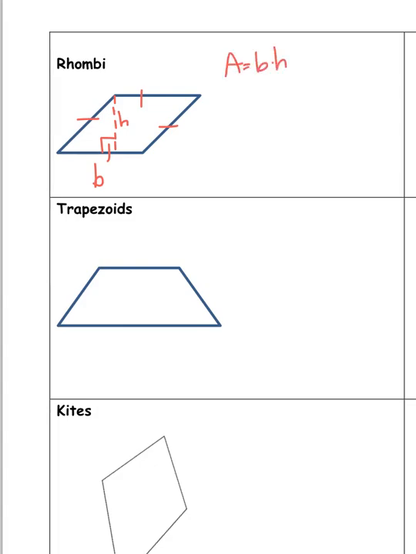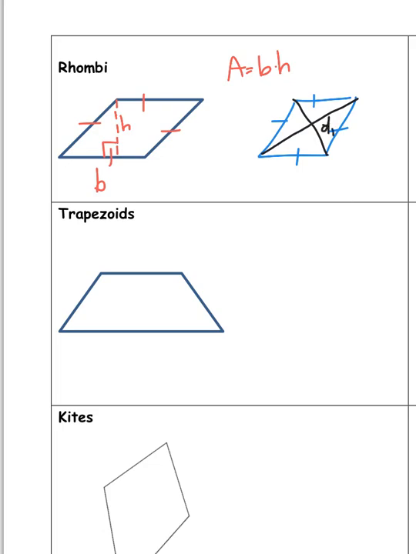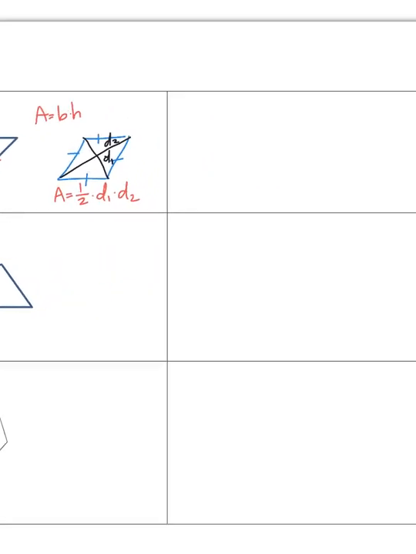There's also a second formula for a rhombus. I'm actually going to draw another rhombus right here. And the second formula for a rhombus is, if you know the diagonals, you can draw two of them. So we could call this diagonal 1 and this one diagonal 2. The second formula would be area equals one-half times diagonal 1 times diagonal 2. And you can use either formula, it just depends what's given. Alright, we will do an example of a rhombus here.